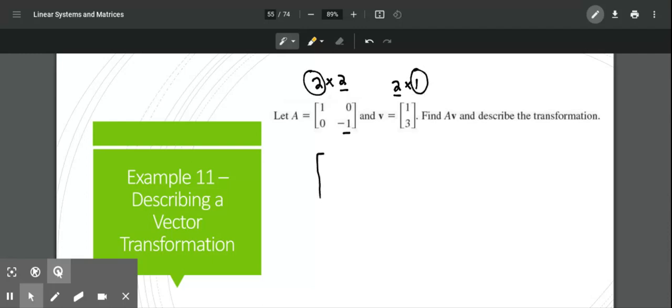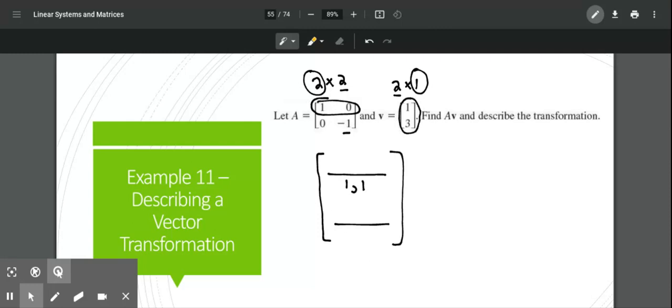So if we were to come up with what that 2 by 1 matrix is, we draw our lines just to help us organize. So this is row 1, column 1. If we're combining row 1 with column 1, it's the only column, we'll have 1 times 1 plus 0 times 3. And then row 2, column 1, we'll combine row 2 with column 1. So we'll have 0 times 1 plus -1 times 3. And if we simplify that, we get 1 and -3.